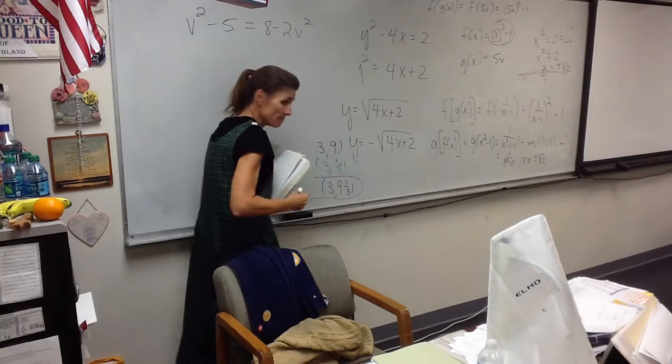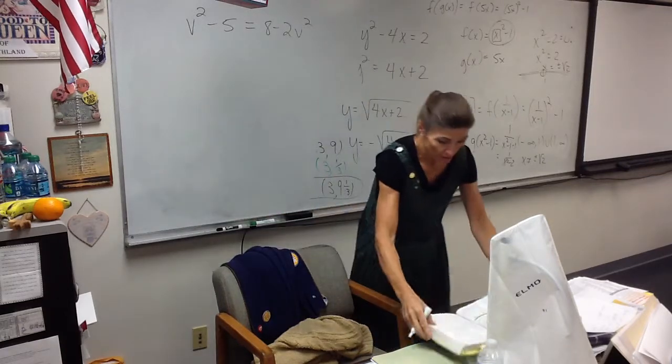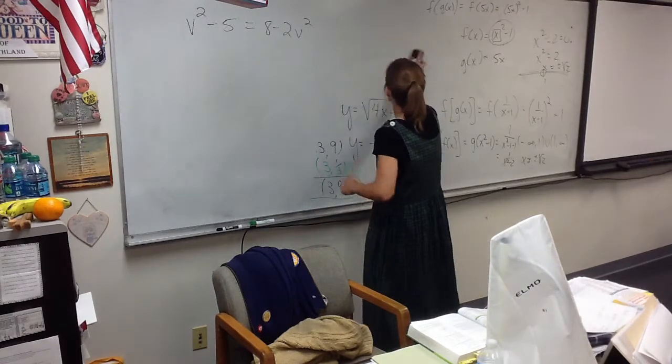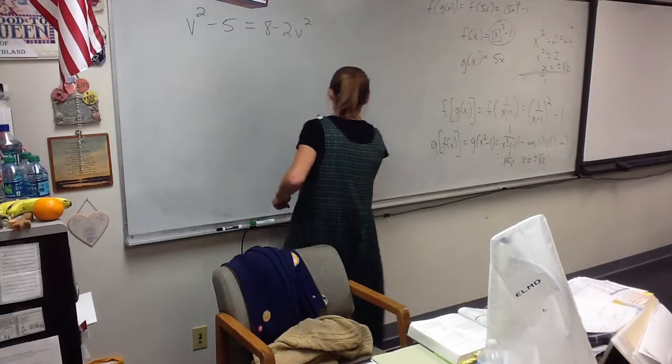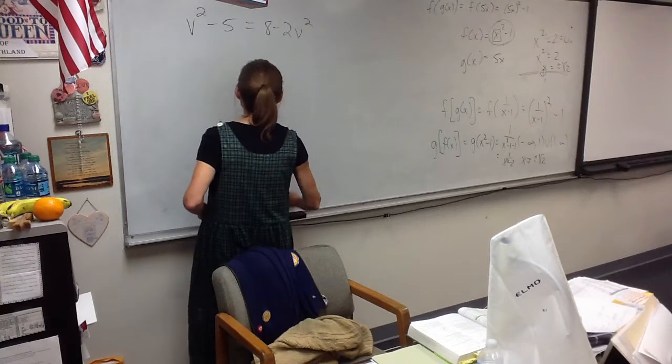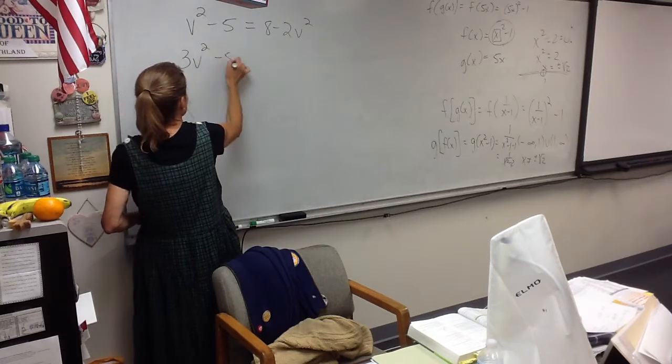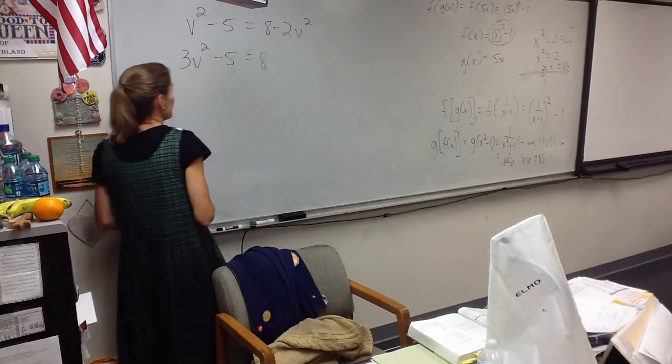That problem, Katie? Yep. All right, how did you start it? You said you could get it started. Well, I added 2v to v squared. Okay. And then, so she brought her 2v over here, so you had 3v squared? Yeah.